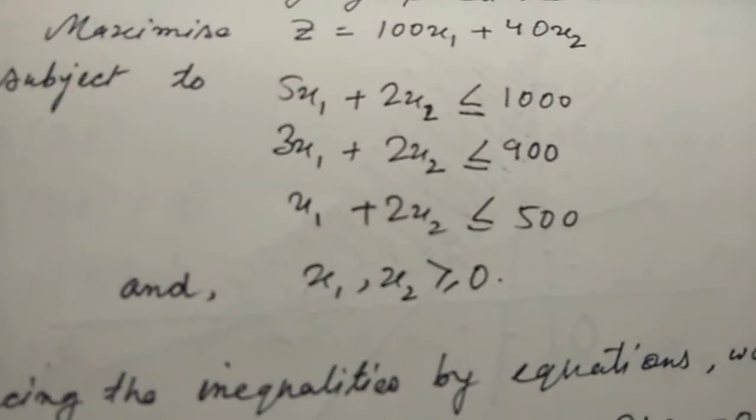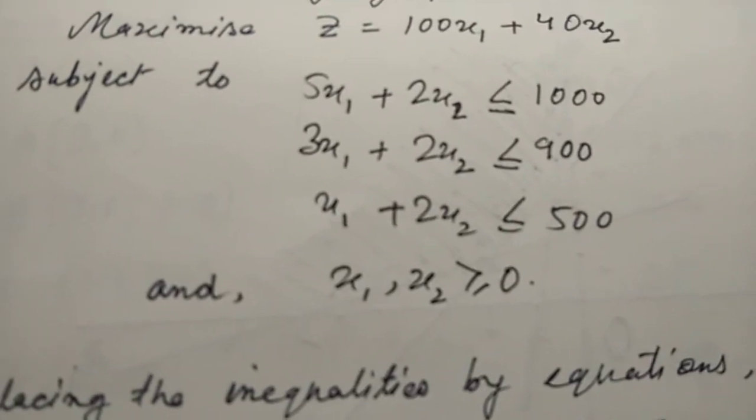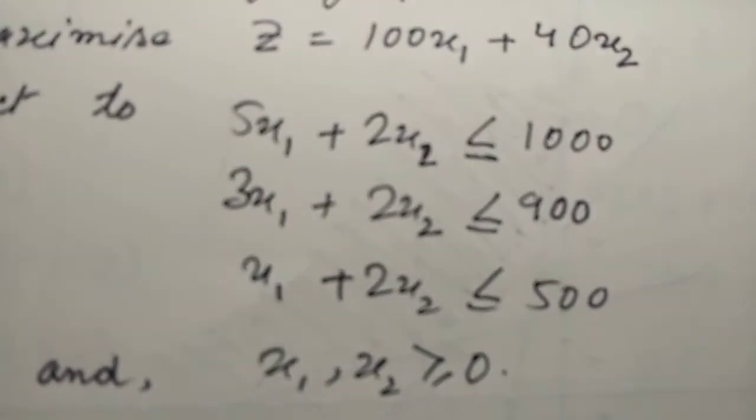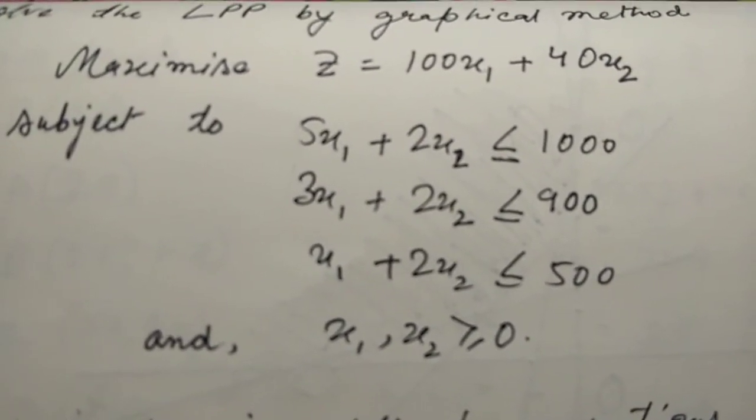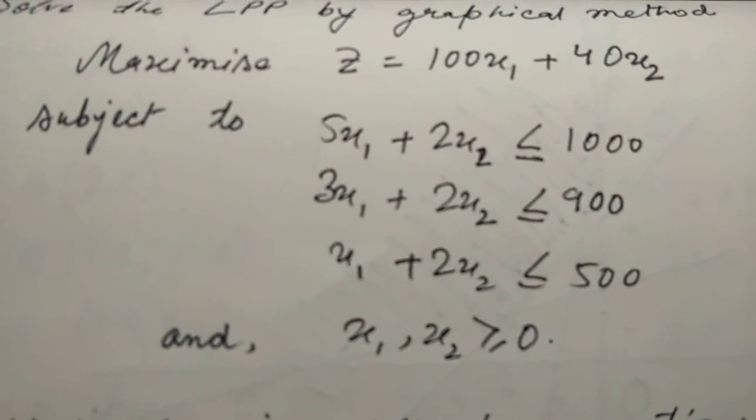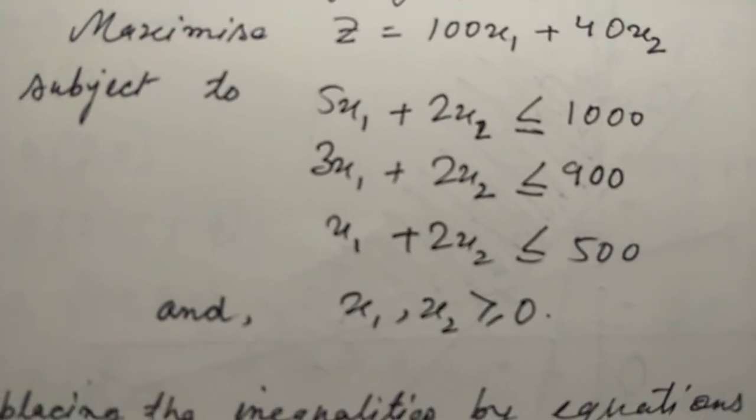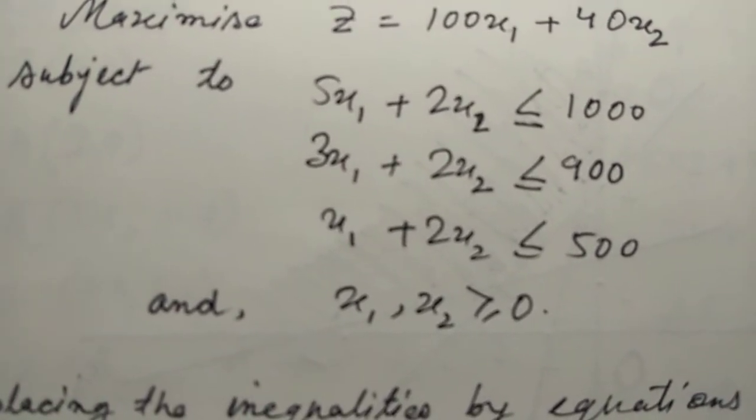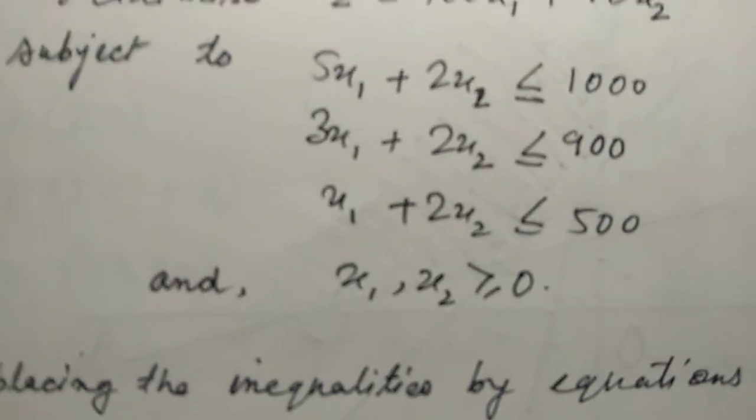Let's see. The first sum that I have taken is: maximize z equals 100x1 plus 40x2, subject to 5x1 plus 2x2 less than or equal to 1000, 3x1 plus 2x2 less than or equal to 900, x1 plus 2x2 less than or equal to 500, and x1 and x2 always greater than or equal to 0.